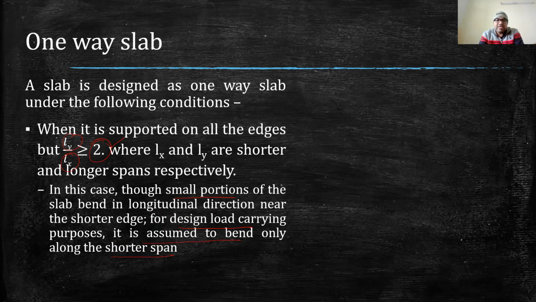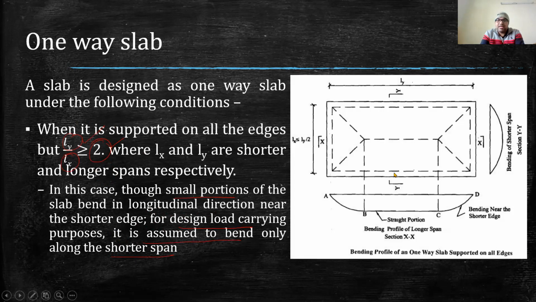So when this aspect ratio is more than 2, bending may take place along the longer span also, but generally we assume that bending will occur along the shorter span and it will not occur along the longer span. As it is written here, you can see this is the slab and the longer span of the slab is represented as Ly and the shorter span is represented as Lx, and the bending pattern is also shown here. So along the shorter span, the slab is bending like this, which is having the positive moment.